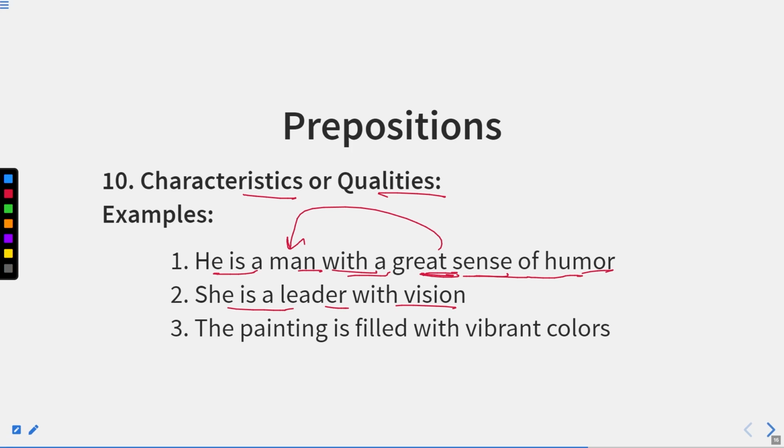The painting is filled with vibrant colors. So what is the characteristic of this painting? That it is full of vibrant colors. So we can show this characteristic or these qualities with the preposition with. Now let us move further.